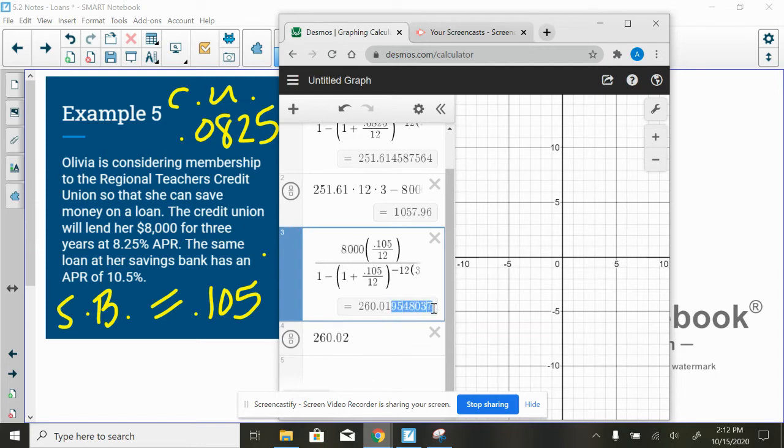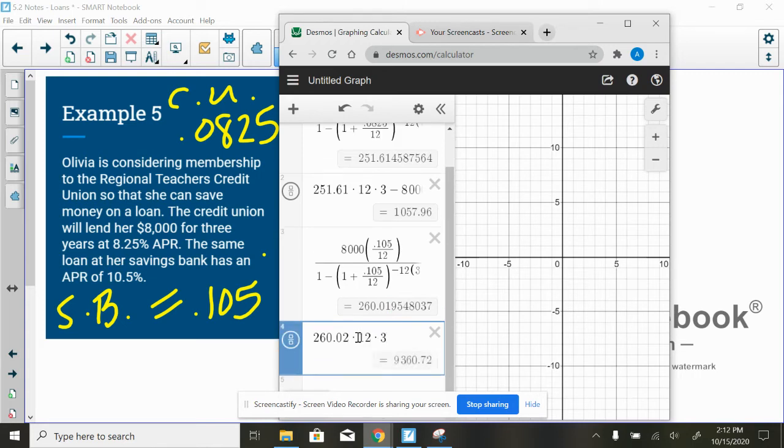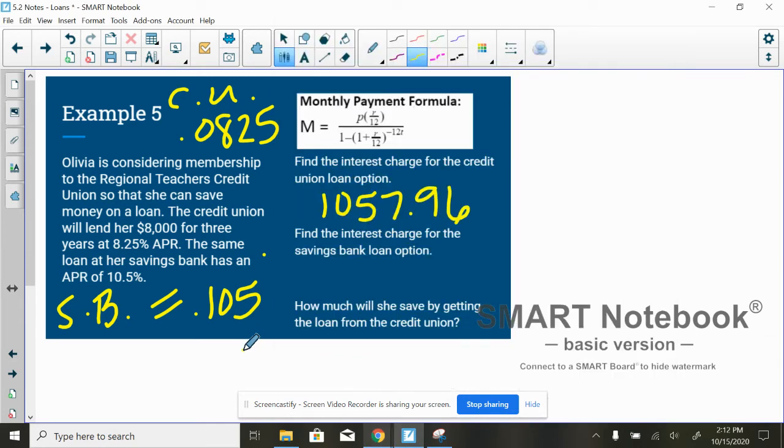Now, if you'll notice on this one, it's 0.019. So I went ahead and pre-rounded that up to 2 cents. I'm going to take this and multiply it by 12 and multiply it by 3 because it's the same time value. And we can see this is the total amount paid, $9,360.72. So if I want to know interest paid, I'm going to take this amount and subtract that original loan. She borrowed $8,000, so she would end up paying $1,360.72 in interest.